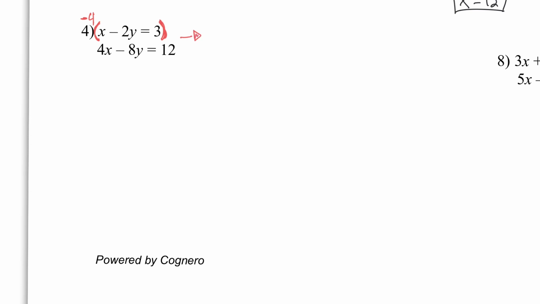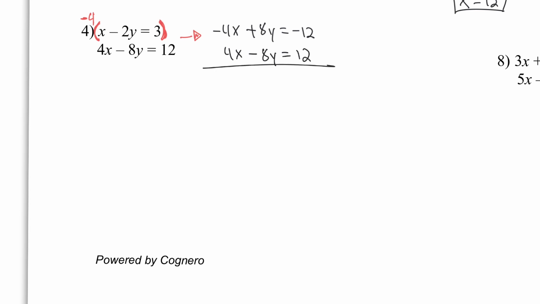So I'm going to multiply -4 times x, and that's going to be -4x. And then you guys multiply the -4 times the -2y. That's going to be positive 8y. And on the other side, you guys have the -4 times the 3. That's going to be a -12. On the bottom, the bottom equation says the same. Make sure you guys just write it down. 4x plus, nope, not plus, sorry, it's minus 8y equals 12.